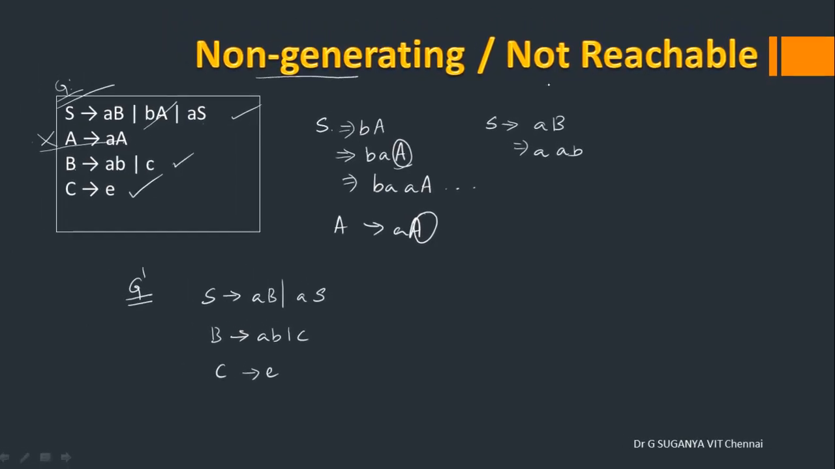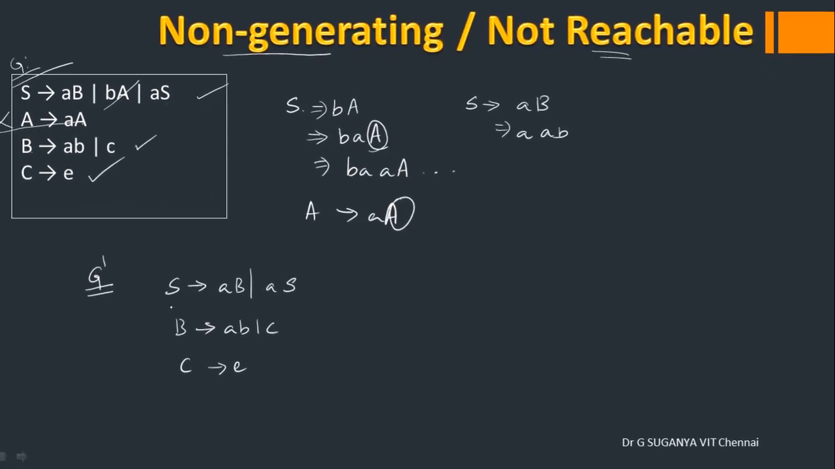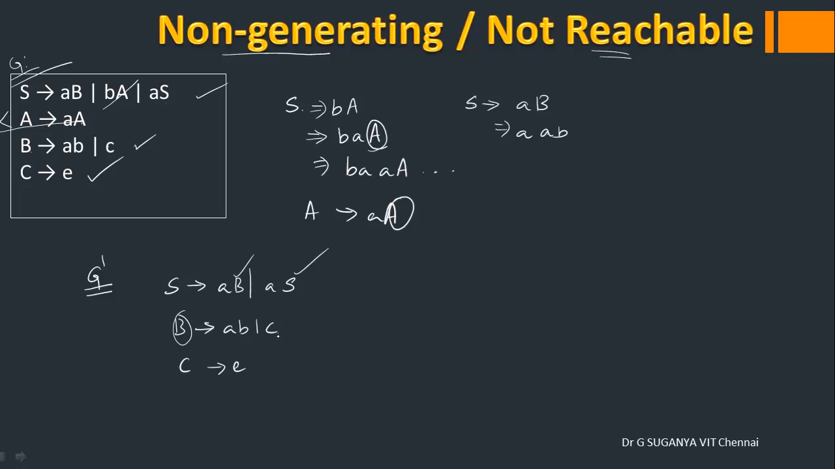Now coming to not reachable. S is reachable by default. S can reach capital B and capital S, so both are reachable. B can generate only terminals. And what about this? Actually, this is small c. You can see here this is small c. And what about this capital C? Is it reachable from the start state?